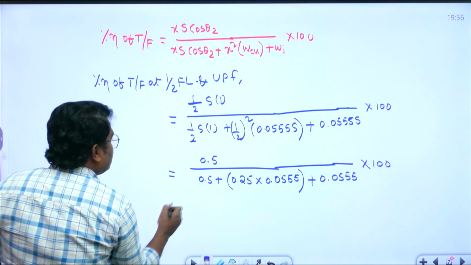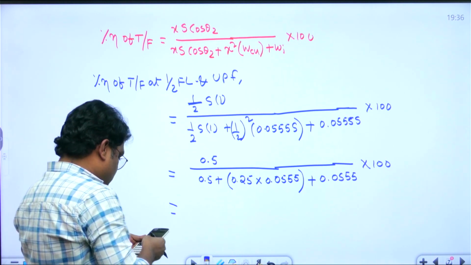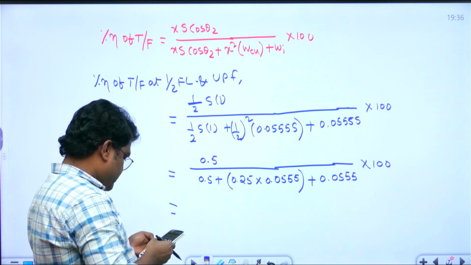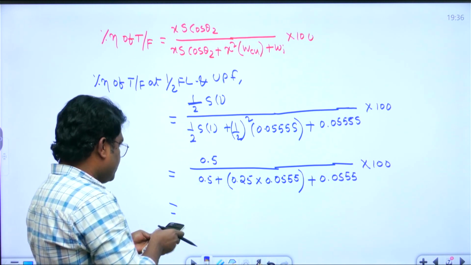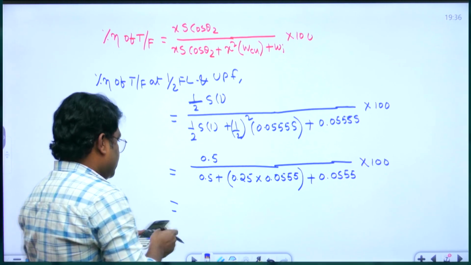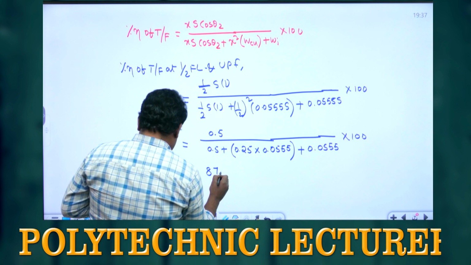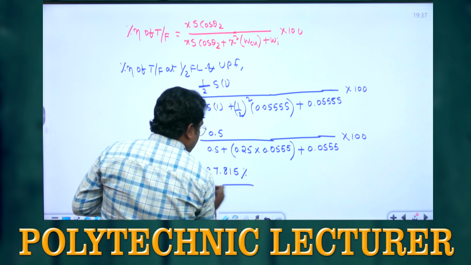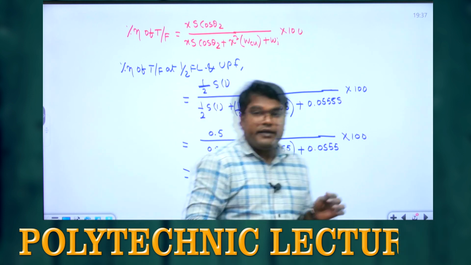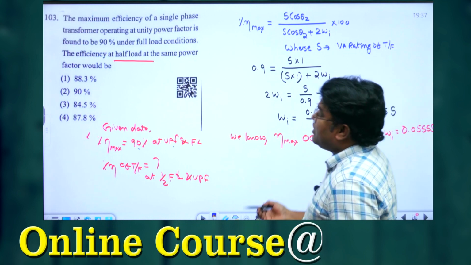Now calculate the percentage efficiency of the transformer. This value will become 97.815%. So the answer for this question is 97.8%. Let us verify the options.